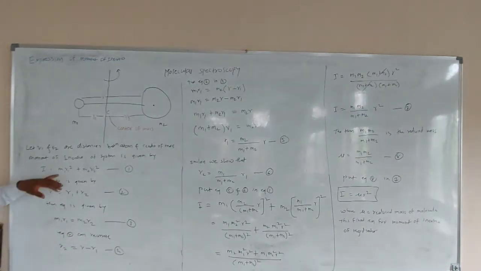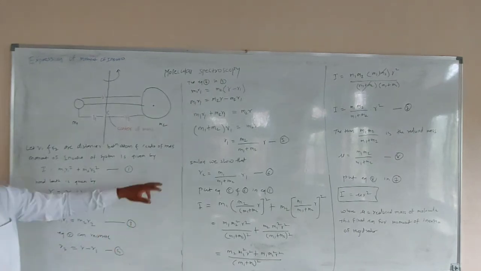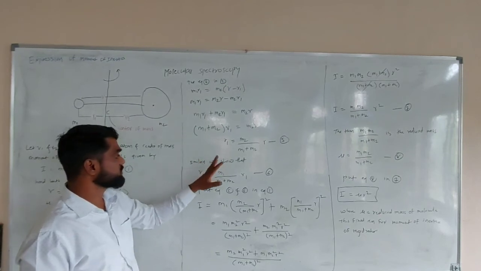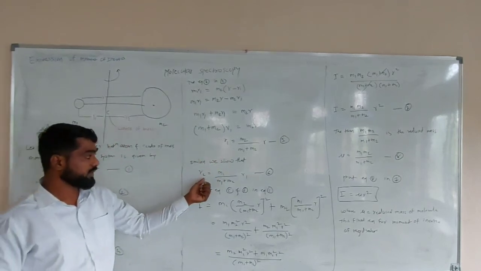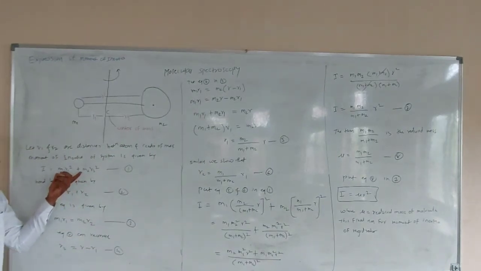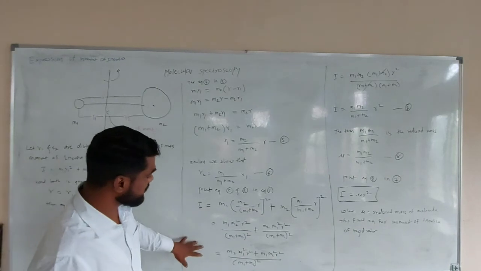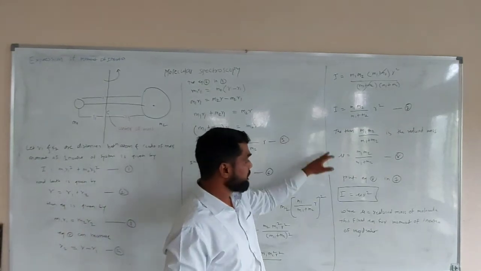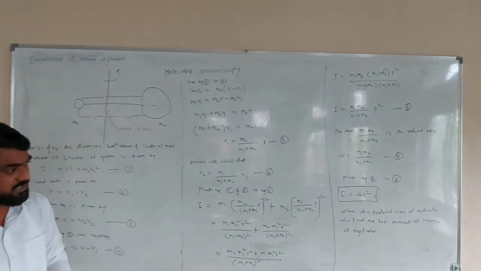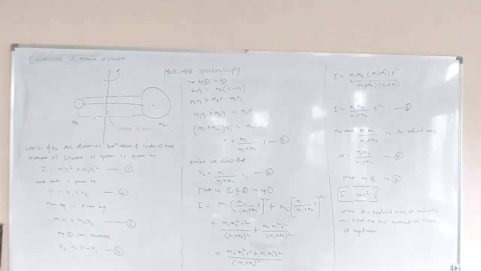Then by rearranging these equations, we can calculate the value of r1, and similarly the value of r2. Then these two values, r1 and r2, are put in equation number 1, and on rearranging that equation we can calculate the final value of the moment of inertia of the rigid rotor. Thank you.